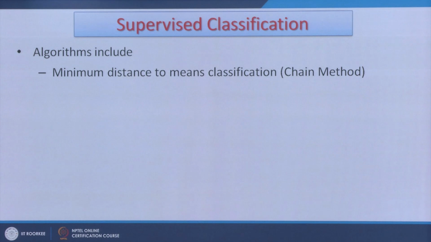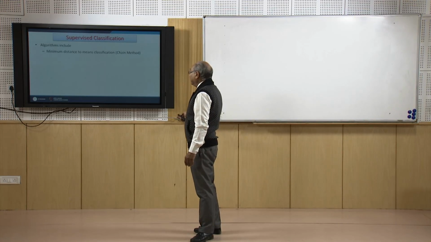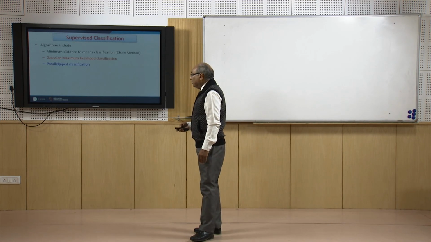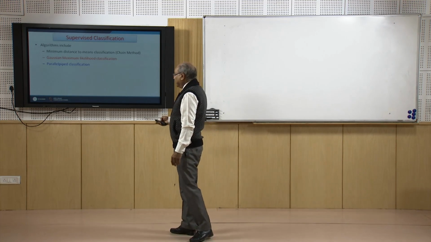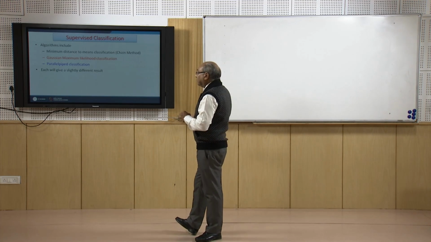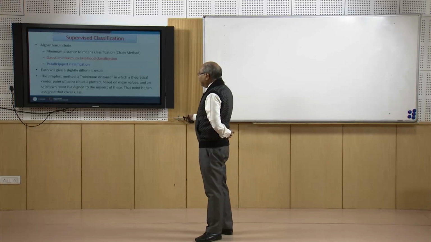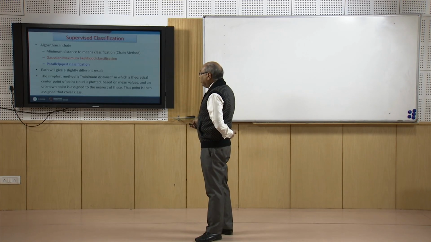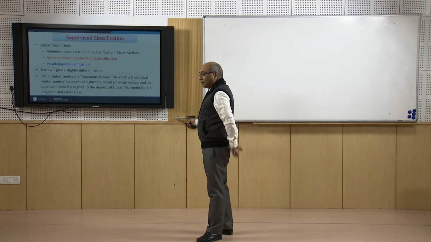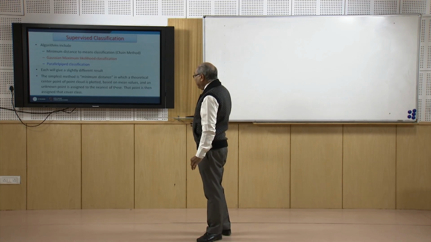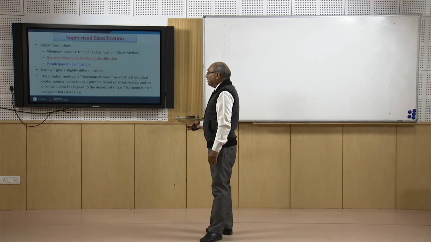Different algorithms are there which we will discuss one by one. The first one, the very popular one, is the minimum distance to means classification, also called the chain method. Another one is the Gaussian maximum likelihood classifier, and the parallelepiped classification, and each will give slightly different results, and we will see some results and compare how they create different outputs. The simplest method, as I have mentioned, is the minimum distance, in which a theoretical center point for each cluster is plotted based on the mean values, and an unknown point is assigned to the nearest of these, and the point is then assigned to that class.